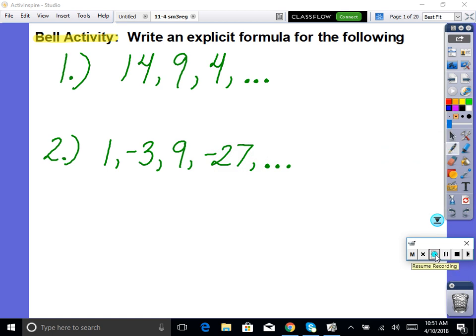We learned how to write explicit formulas. Now remember, an explicit formula allows you to find any term in the sequence. It's a general formula, so it's different for arithmetic and geometric. Just a reminder, if we look at this, we can see it's arithmetic because it has a common difference.